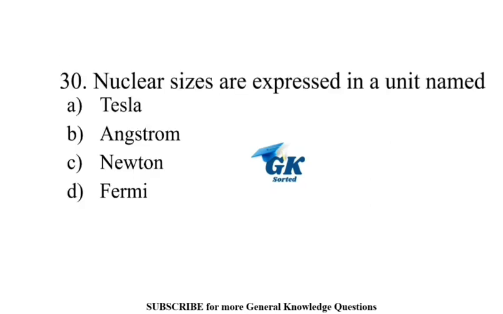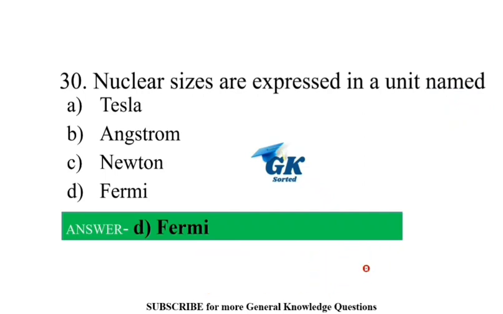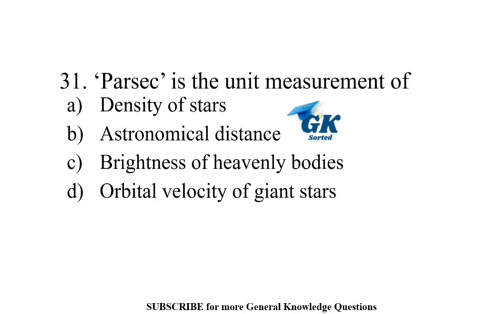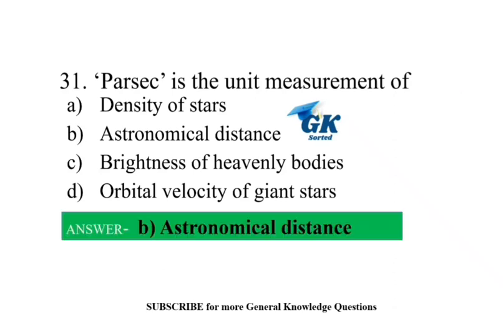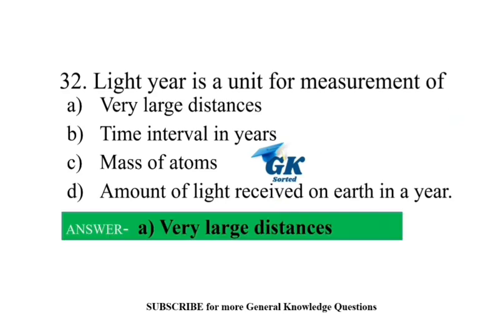Nuclear sizes are expressed in a unit named Fermi. Parsec is the unit measurement of astronomical distance. Light year is a unit for measurement of very large distances.